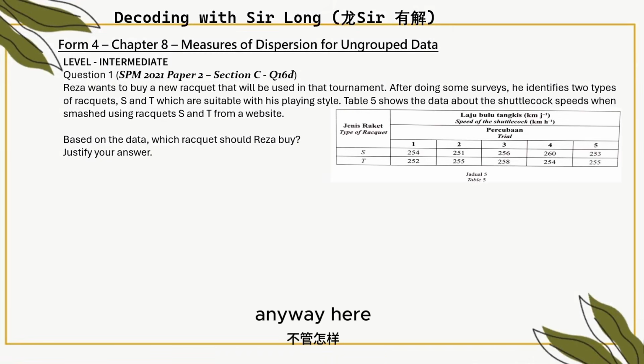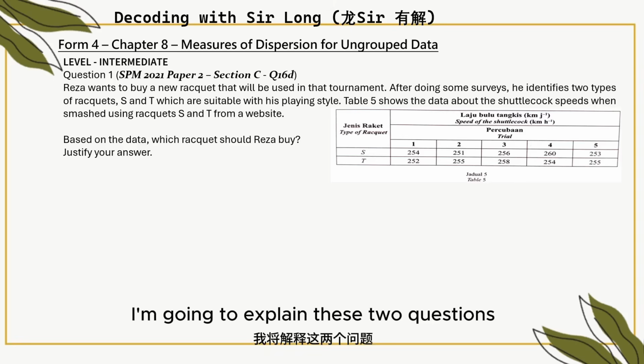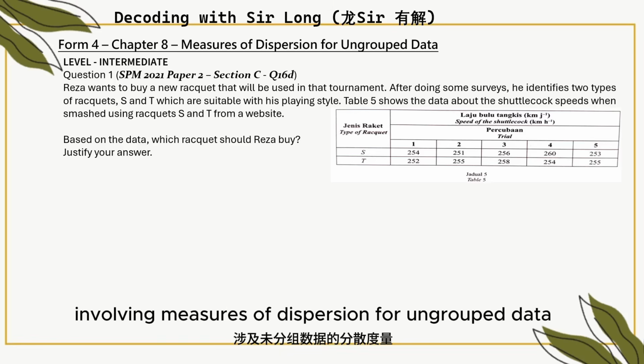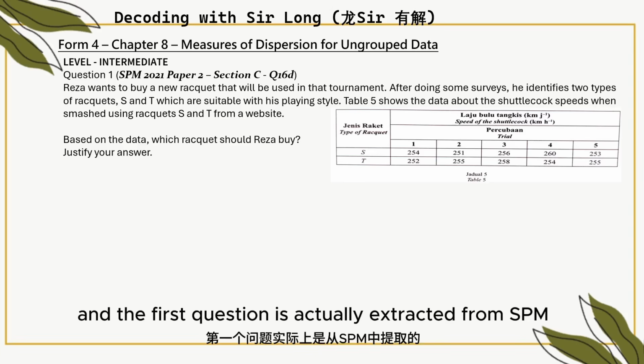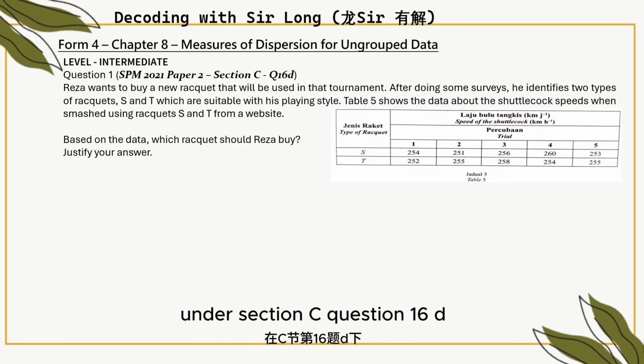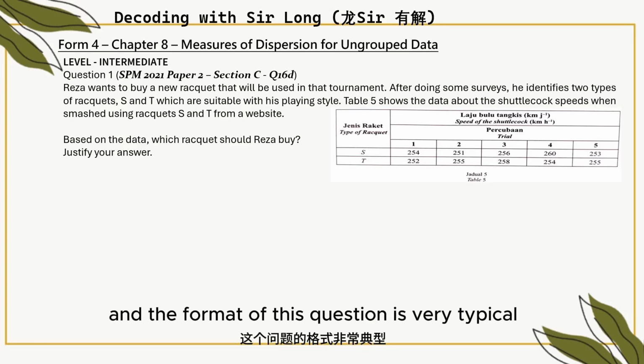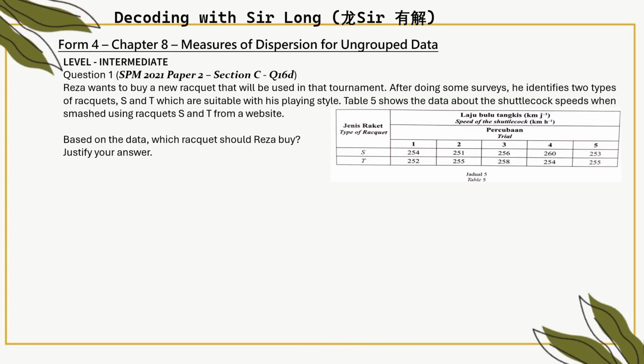Anyway, here look at this question. I'm going to explain these two questions involving measures of dispersion for ungrouped data. And the first question is actually extracted from SPM 2021 Paper 2 under Section C, Question 16D. Look at this question, and the format of this question is a very typical SPM question.